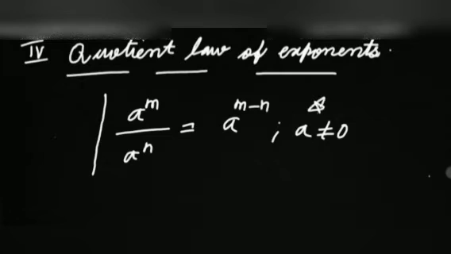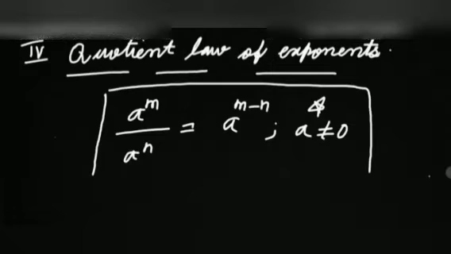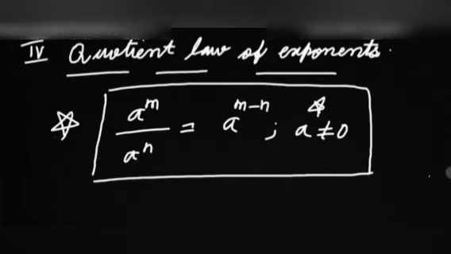This is also very important. A raised to m by a raised to n is equal to a raised to m minus n, provided a is not equal to 0. This is very, very important. This is known as the quotient law of exponents.